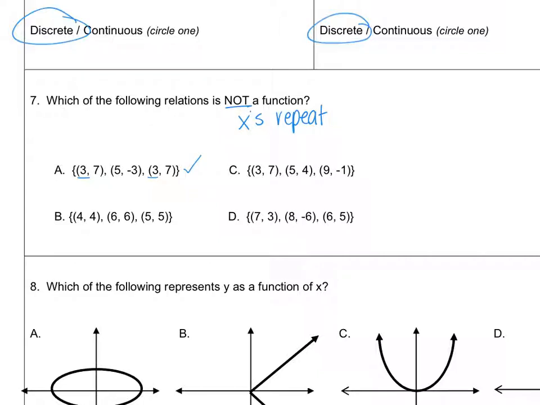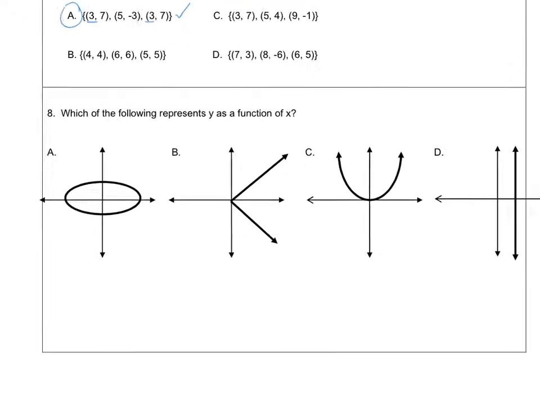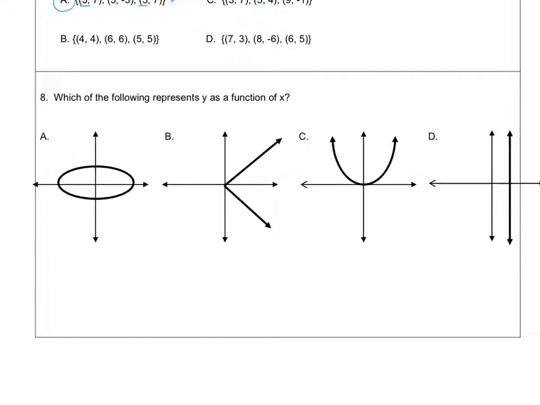B, I have 4, 6, and 5. Those are all different. C, I have 3, 5, and 9. Those are all different. And D, I have 7, 8, and 6. Those are also all different. So 7 is A. Number 8. Which of the following represents y as a function of x? All that is saying is which one of these is a function.